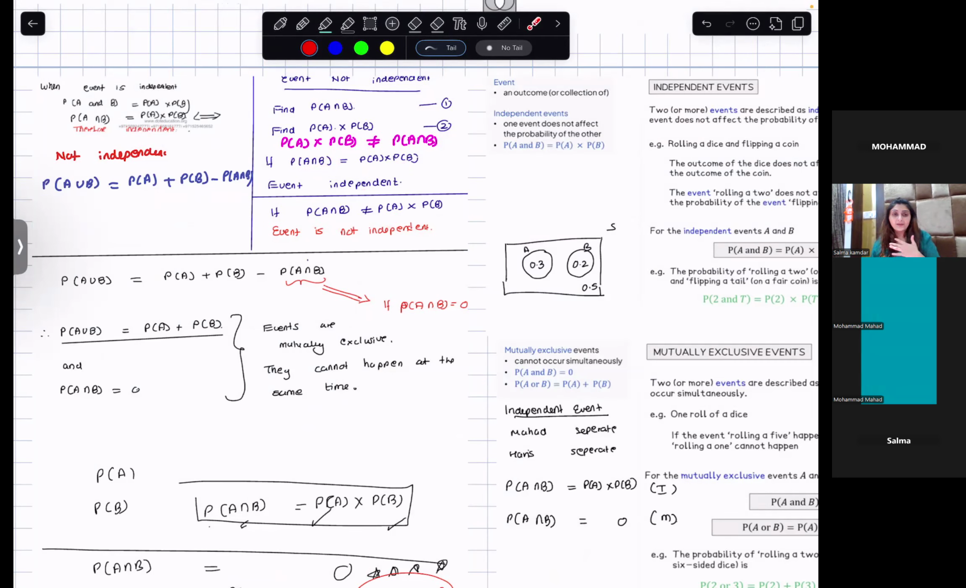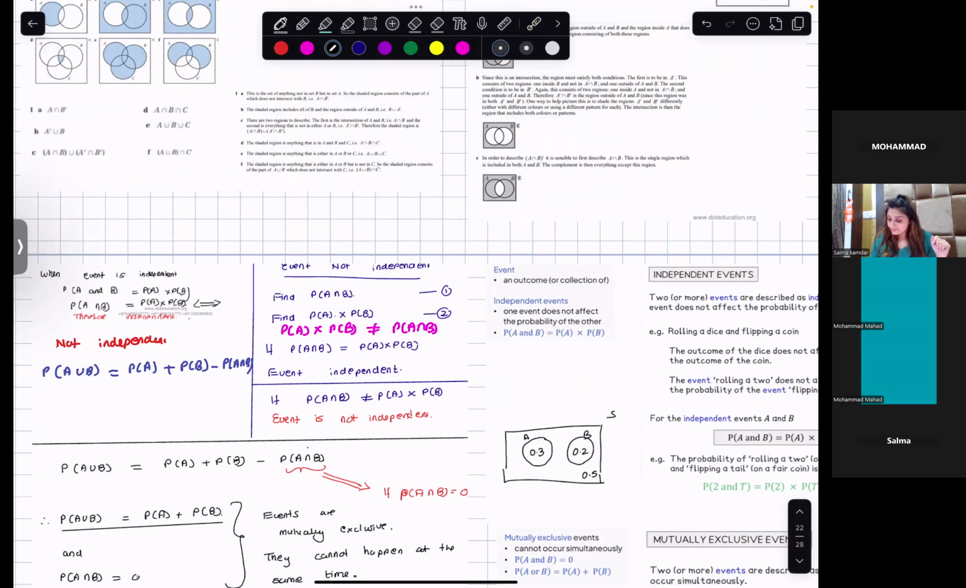Okay. When the events are not independent, probability of A or B is what? It is probability of A plus probability of B minus probability of A intersection B. You should know this. This is for not independent events, right? In mutually exclusive, what happens?